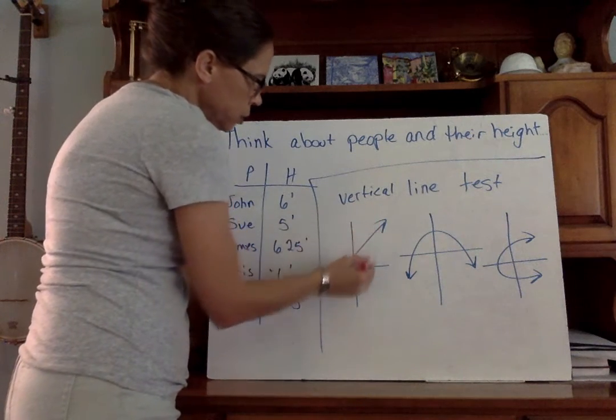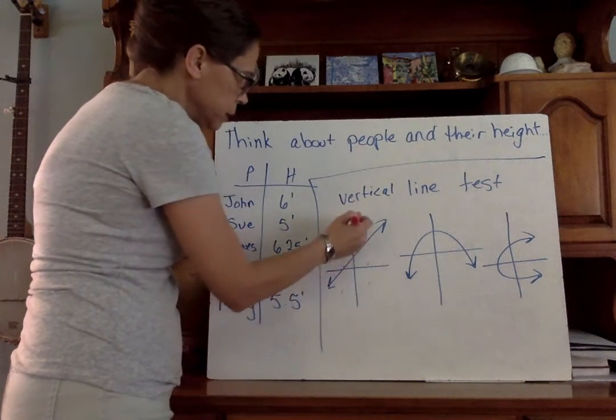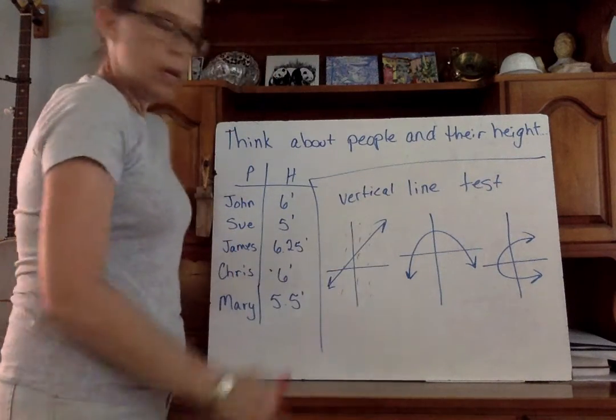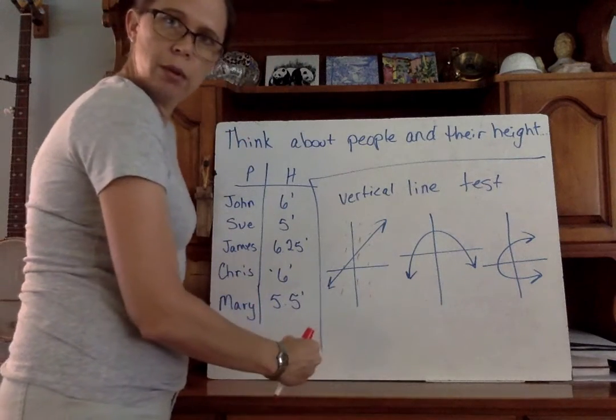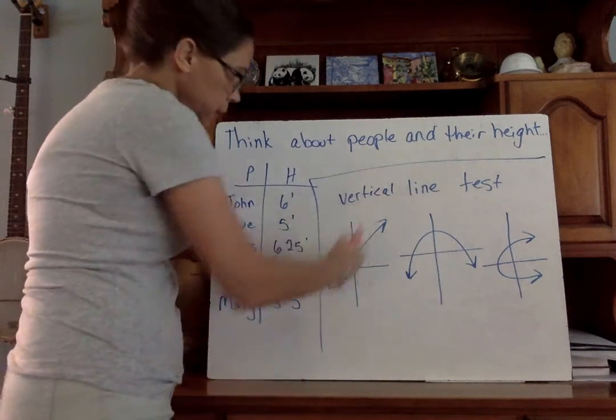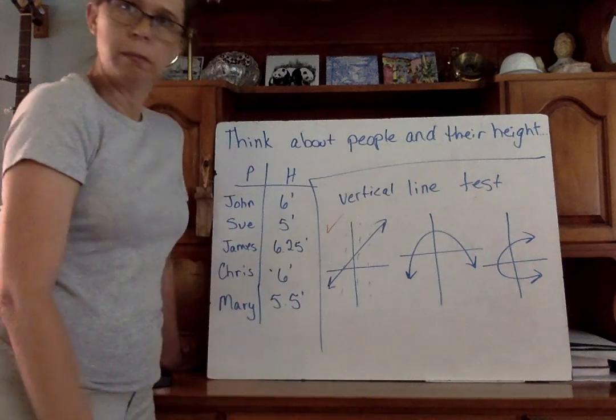Okay? Here's a vertical line. It only crosses this graph once. Only crosses once. Only crosses once. There is nowhere on the graph of this line that I can draw a vertical line and cross this more than once. This one is a function.